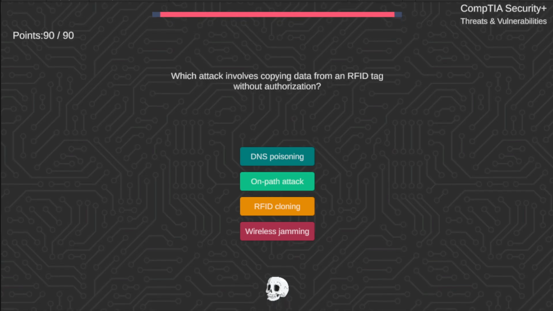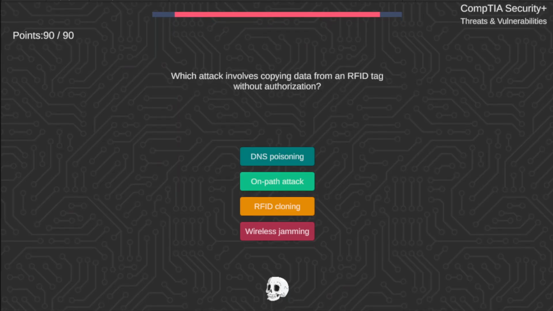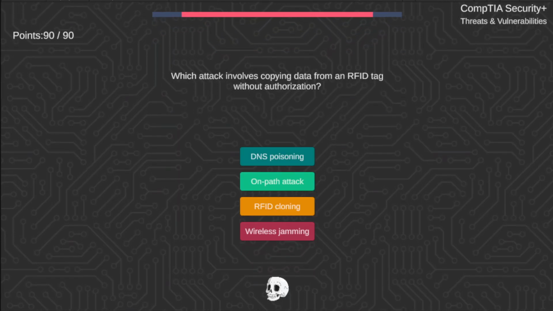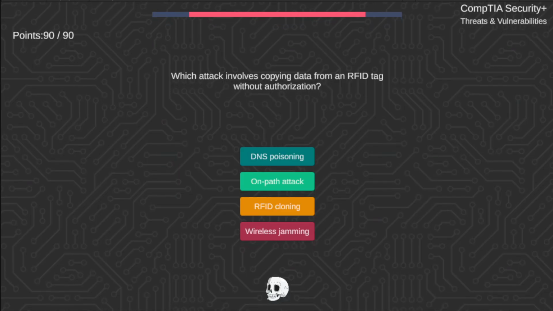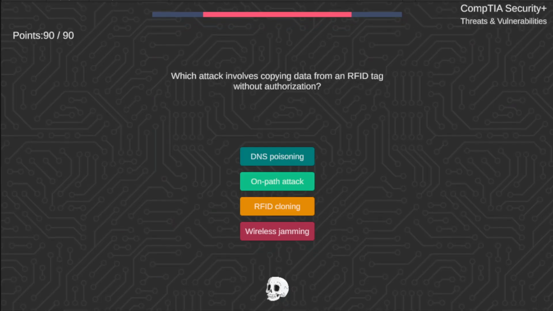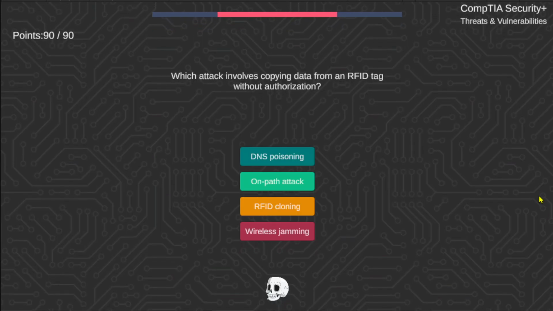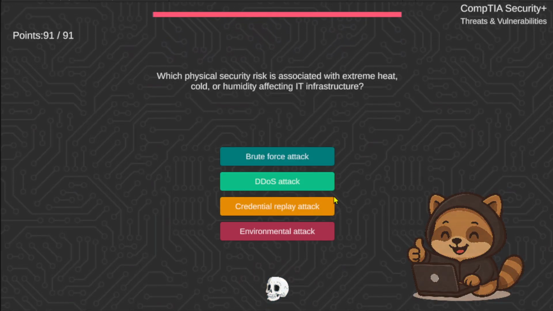Which attack involves copying data from an RFID tag without authorization? DNS poisoning, on-path attack, RFID cloning, or wireless jamming? Involves copying data from an RFID tag without authorization. Correct answer is RFID cloning.